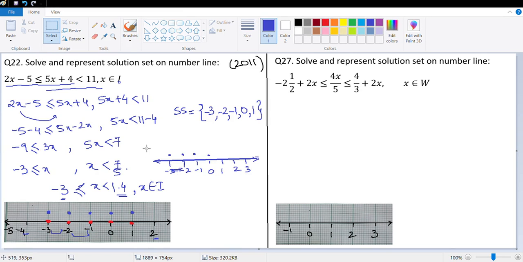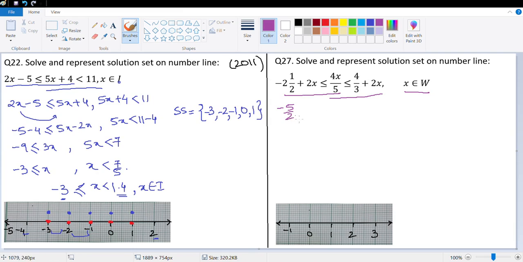Let's look at the next question. The next question that we are doing is question number 27. Question 27 says solve and represent on a number line. This time x belongs to whole numbers. So -5 by 2, let's break this up into 2 parts. -5 by 2 plus 2x is less than or equal to 4x upon 5, and the second part would be 4x upon 5 is less than or equal to 4 by 3 plus 2x.